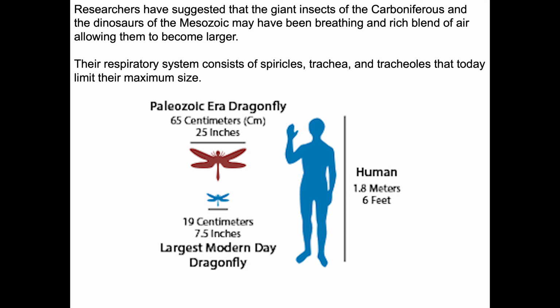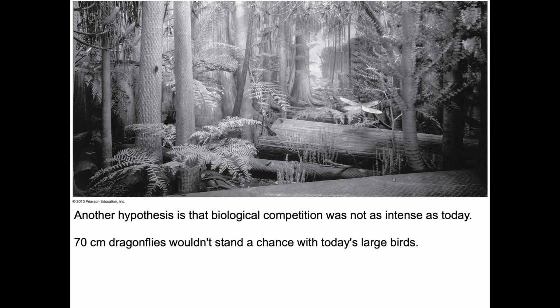Researchers have suggested that the giant insects of the Carboniferous and the dinosaurs of the Mesozoic may have been breathing air much richer in oxygen than what we have today. These insects have respiratory systems that consist of spiracles, tracheae, and tracheolae that limit their maximum size. That's why insects are the size they are today. They're limited by the ability to get oxygen into their bodies. And another idea for the size of the insects was that biological competition wasn't as intense as today. I don't know about that, but 70-centimeter dragonflies would probably make an easy target for birds today.